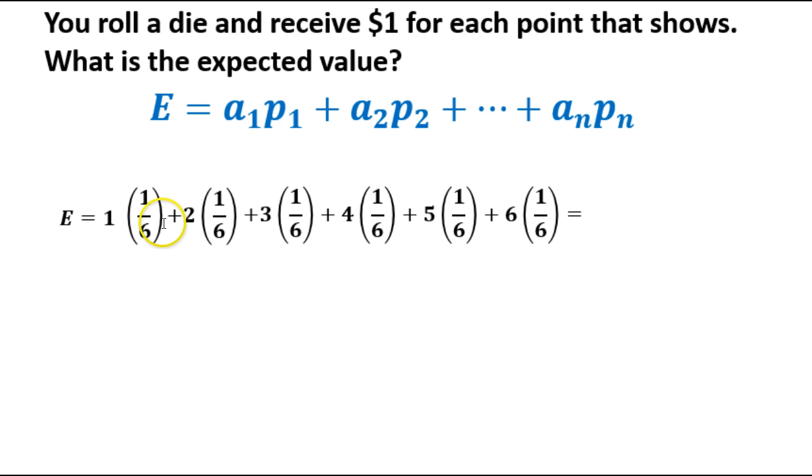And this is $1 for every point value that shows. So if you roll a 4, you get $4 times the probability of rolling a 4. If you roll a 6, you get $6 times the probability of rolling a 6, which is 1/6. Then all you need to do is type all that into your calculator. If you wanted to do it by hand, it would simplify to 21/6, which is really just 3.5. 3.5 will work perfectly.